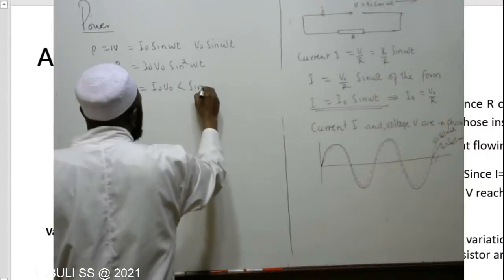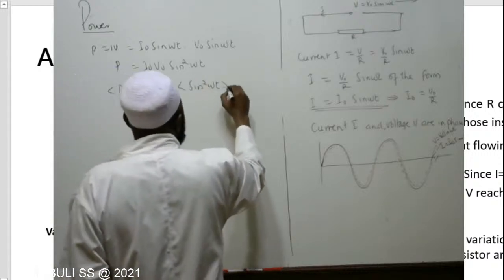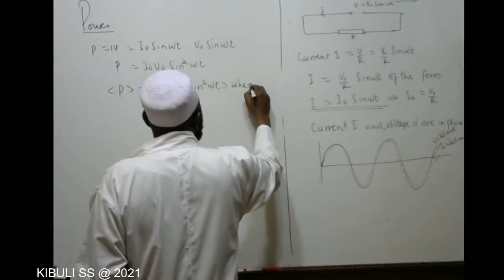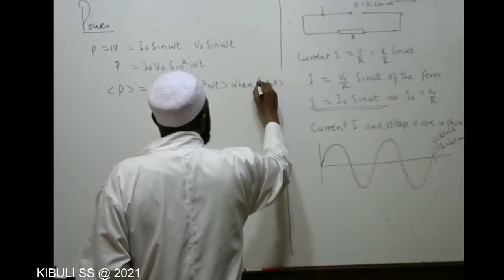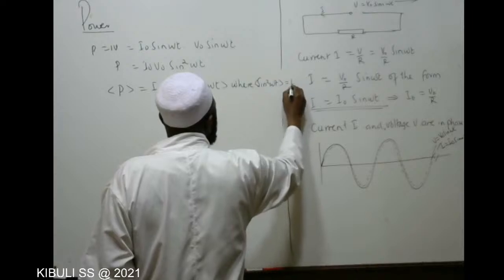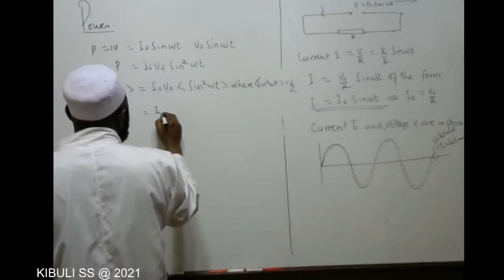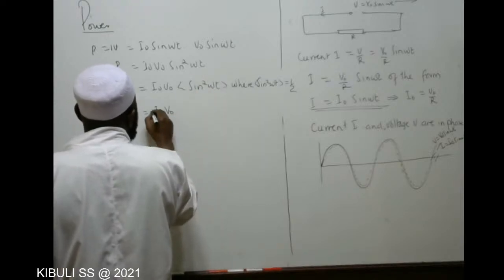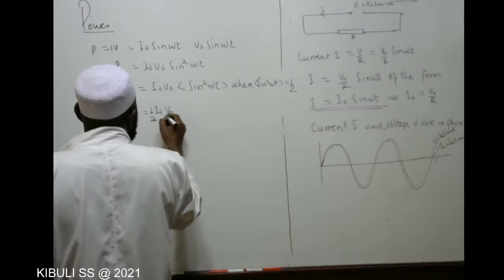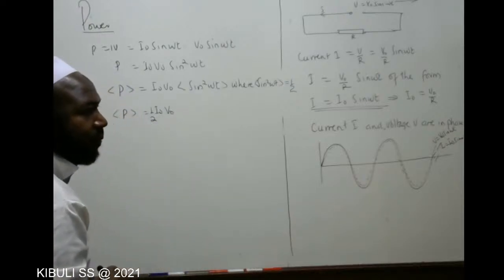times the average of sine squared ωt, where the average of sine squared ωt is equal to a half. So we substitute in here I naught V naught, and all this is a half. So the expression for average power will turn out to that one.